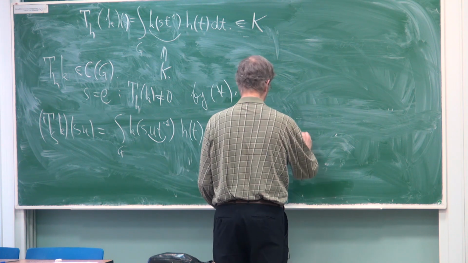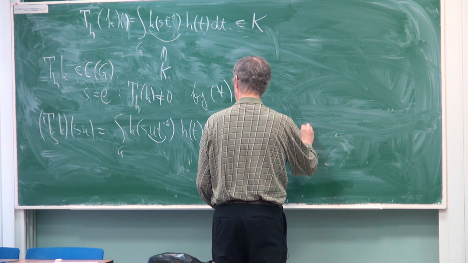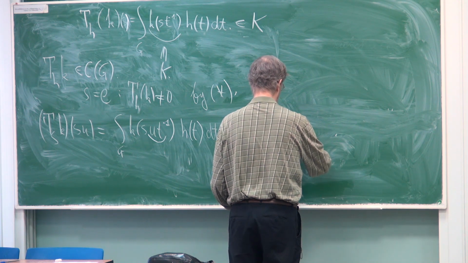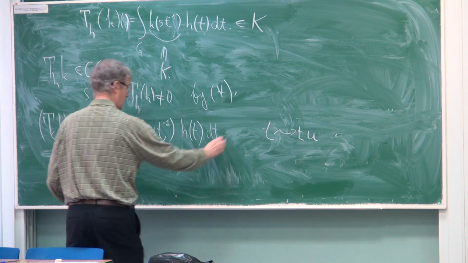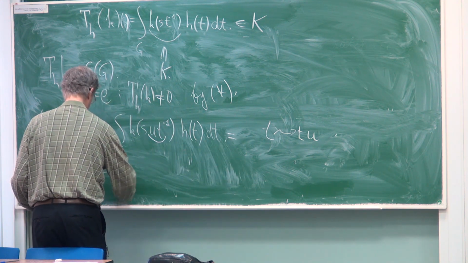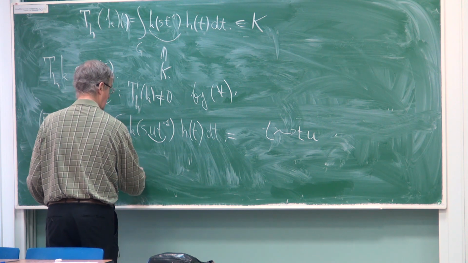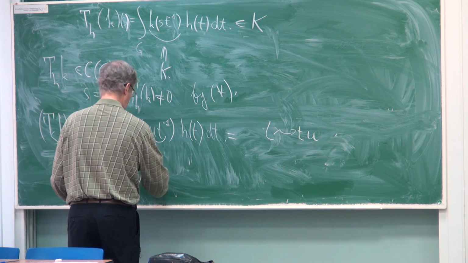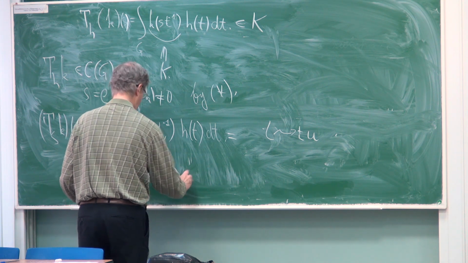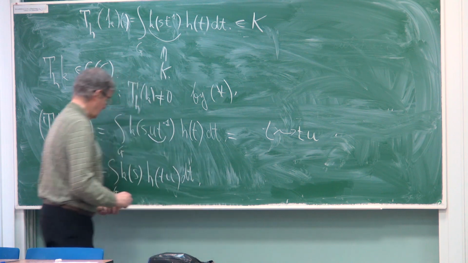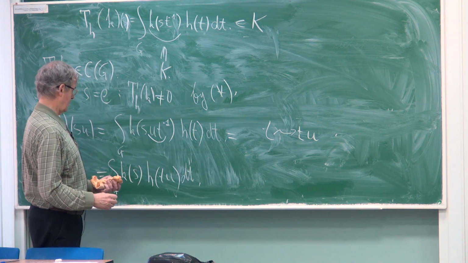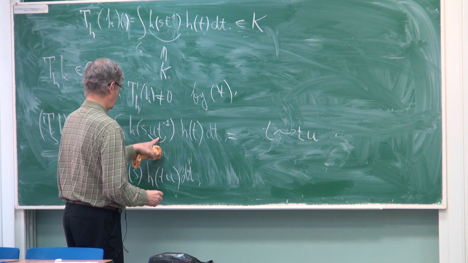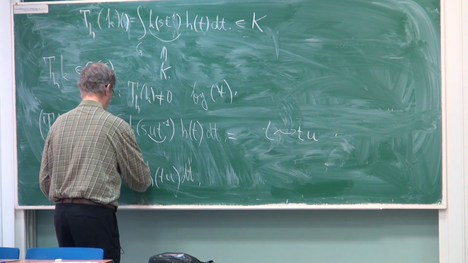if you replace t by tu here, then this will not influence the integral, and we obtain the integral over G of k of s t to the power minus 1, h of tu dt. Okay.